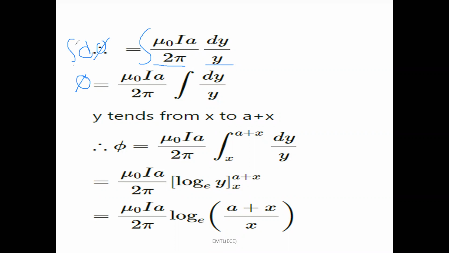On integration, the integral and differential cancel. The expression for phi is mu naught I a by 2 pi, taking the constants before the integration. Mu naught is a constant, 4 pi into 10 power minus 7. Current I is a constant. A is the width of the square loop. 2 pi is constant. Here y is a variable.